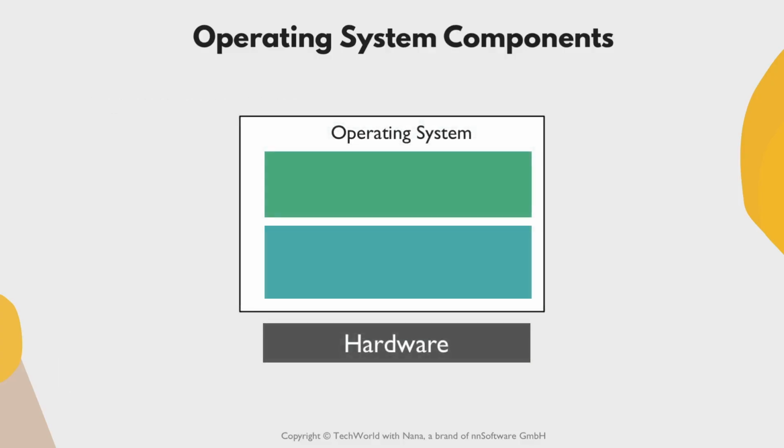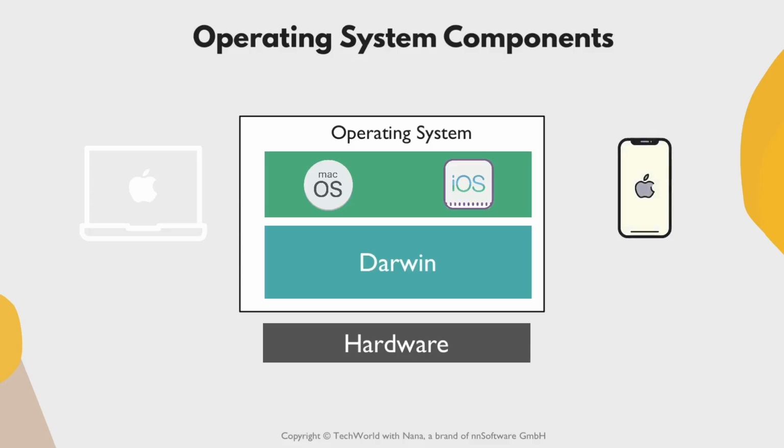On the other hand, macOS and iOS operating systems are based on a different kernel, which is called Darwin. Again, same kernel, but different user layer, right? Obviously, macOS, we know it's for personal computers, for laptops, and iOS is for mobile devices.